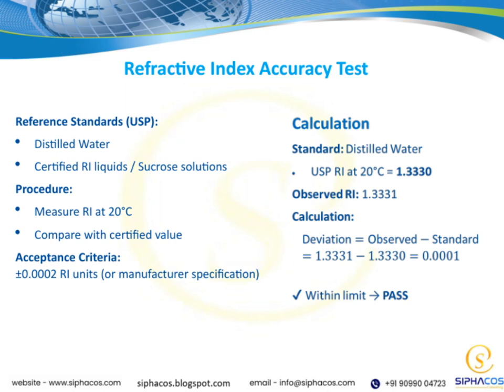Now, the key point here is the acceptance criteria. The measured RI should fall within plus or minus 0.0002 RI units of the certified value. Some manufacturers may have slightly different specifications, so it's important to know and follow those as well. Overall, this test ensures that our refractometers are providing accurate and reliable readings, which is essential for quality control and consistency in our processes. By regularly performing these accuracy checks, we maintain confidence in our measurements and uphold the integrity of our results.